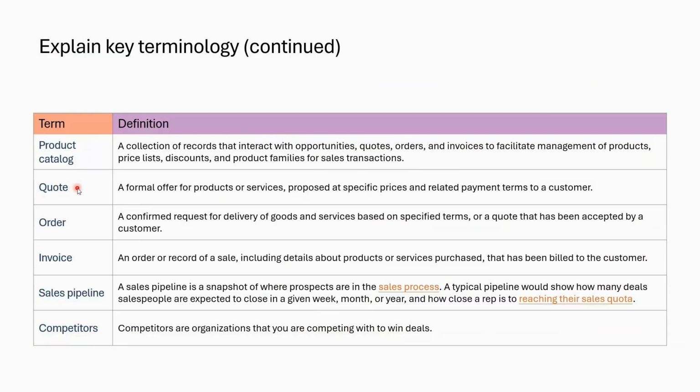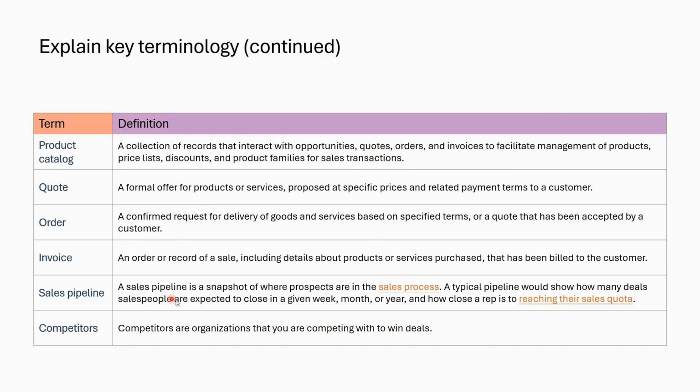A quote is nothing but a formal offer of product or services, proposed at a specific price and related payment terms and conditions. So we are waiting for the customer feedback, whether he wants to proceed. We provided the demo to you, and we are waiting whether you want to proceed with this training or not. Obviously, if you are satisfied, you can start. And if you want to place an order, you can place an order by paying the invoice, and you will have the invoice as well.